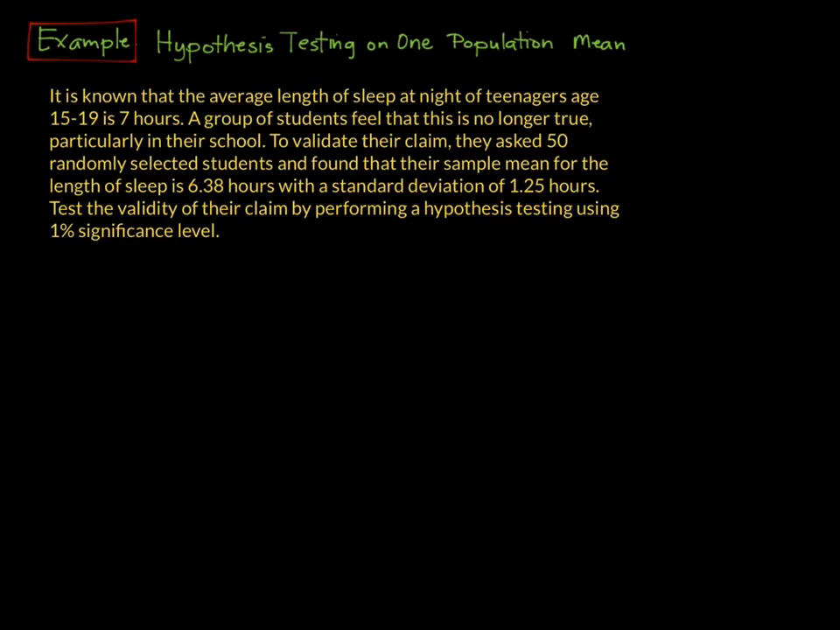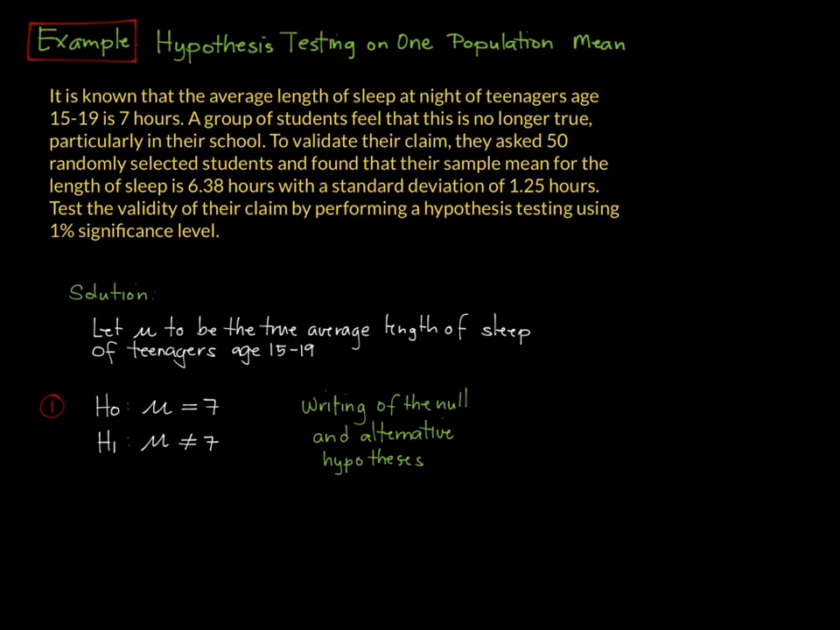It's the same example that I used to explain the steps in the hypothesis testing. It is known that the average length of sleep at night of teenagers aged 15 to 19 is 7 hours. A group of students feel that this is no longer true, particularly in their school. To validate their claim, they asked 50 randomly selected students and found that their sample mean for the length of sleep is 6.38 hours with a standard deviation of 1.25 hours. Test the validity of their claim by performing a hypothesis testing using 1% significance level. So let us begin with our solution.